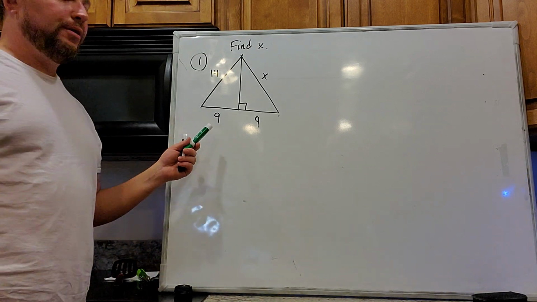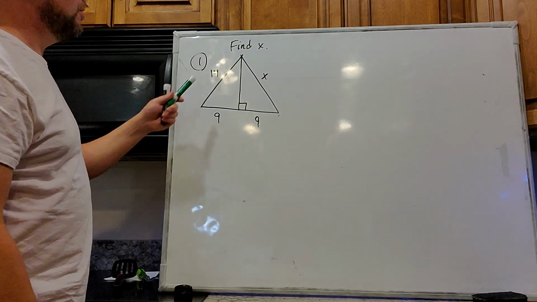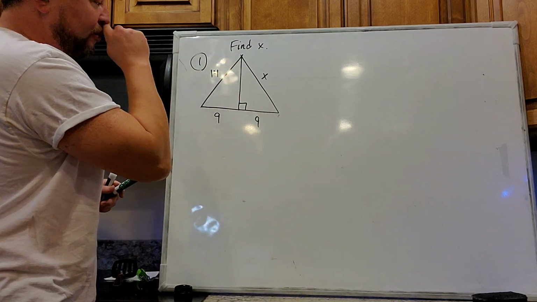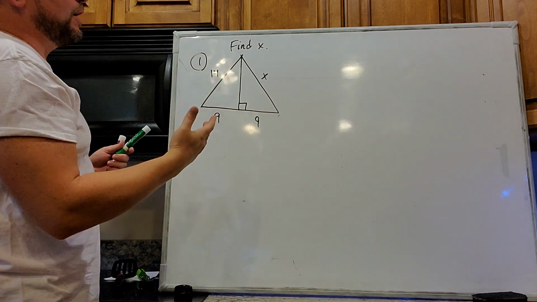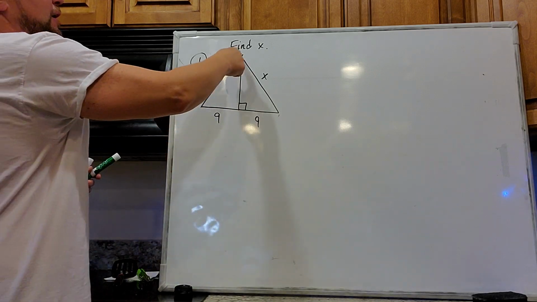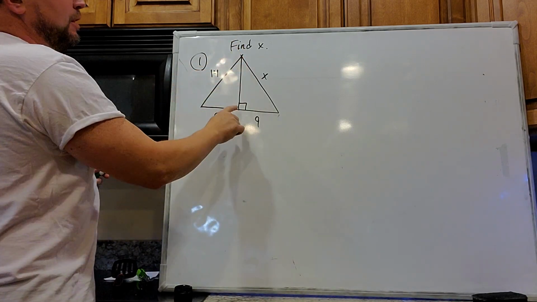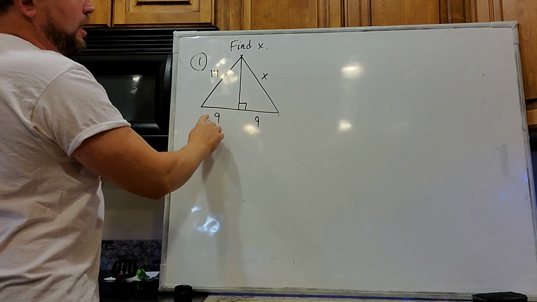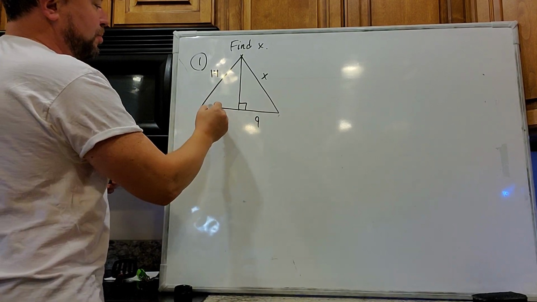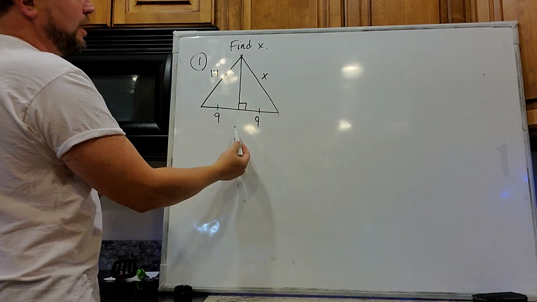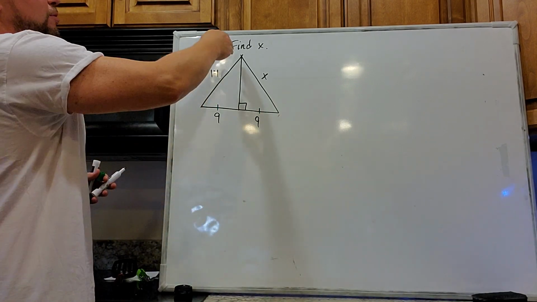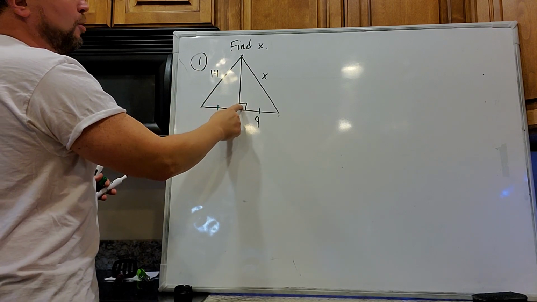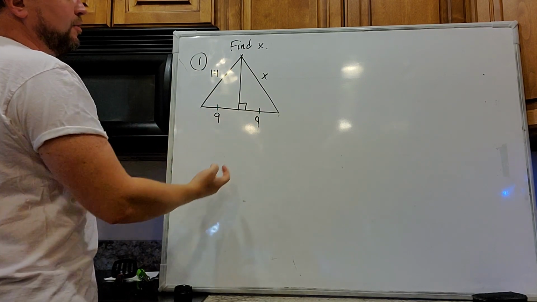Okay, so up here I've got a problem where we're trying to find x, x being this missing side length over here. I want you to recognize, though, that I've got a segment running down here that is perpendicular at a right angle, and I want you to notice that it is splitting this into two equal halves, 9 and 9. So that would make this segment running down through the middle the perpendicular bisector.